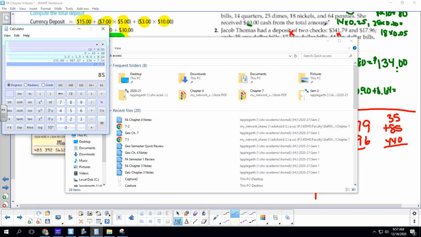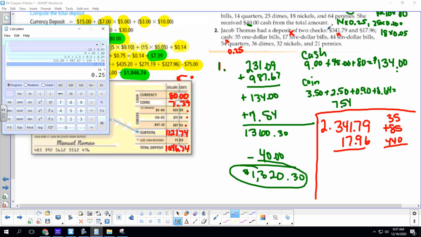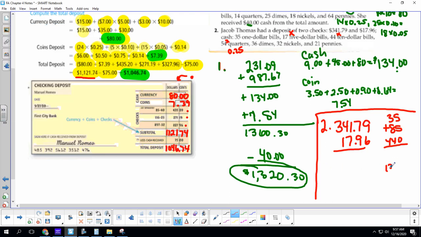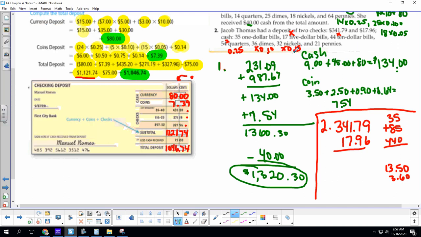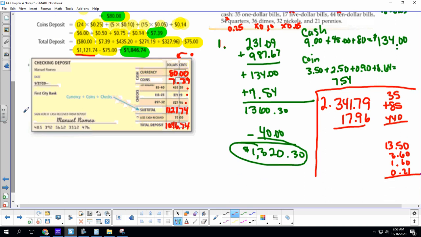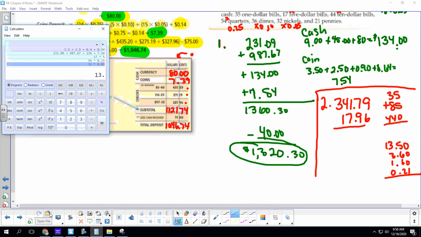54 times 0.25. 13.50. 36 dimes. I know that's $3.60. 32 nickels, 1.60. And 21 pennies. All right. So let's total those up. So 13.50, $3.60, $1.60, 21 cents, 18.91.